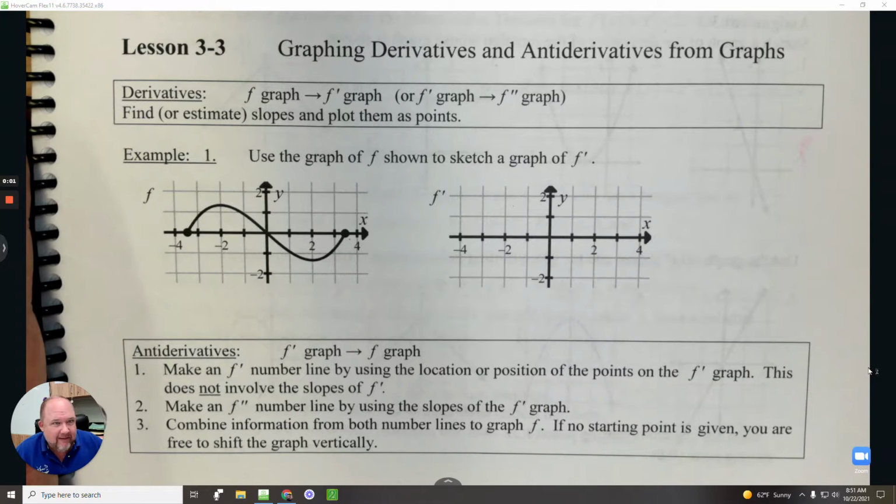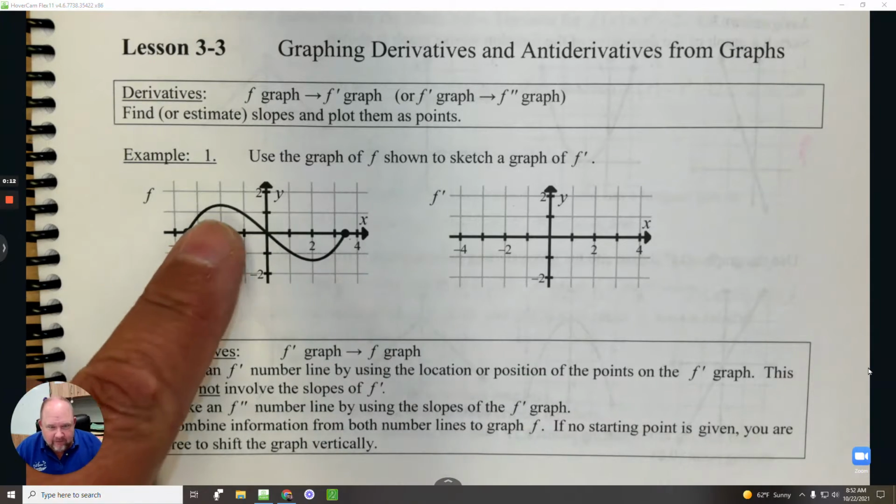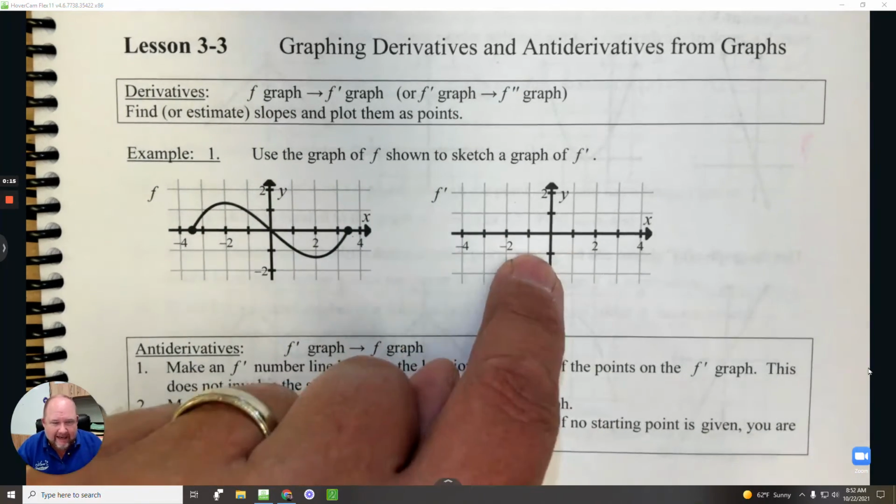Lesson 3.3, graphing derivatives and antiderivatives from graphs. So this has to do with looking at derivative graphs and being able to understand it, analyze it, and use it for different things. If you have a function, what would the derivative graph look like?